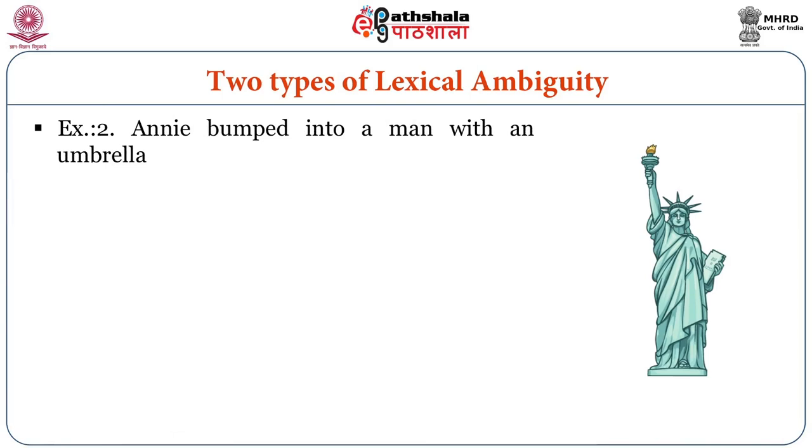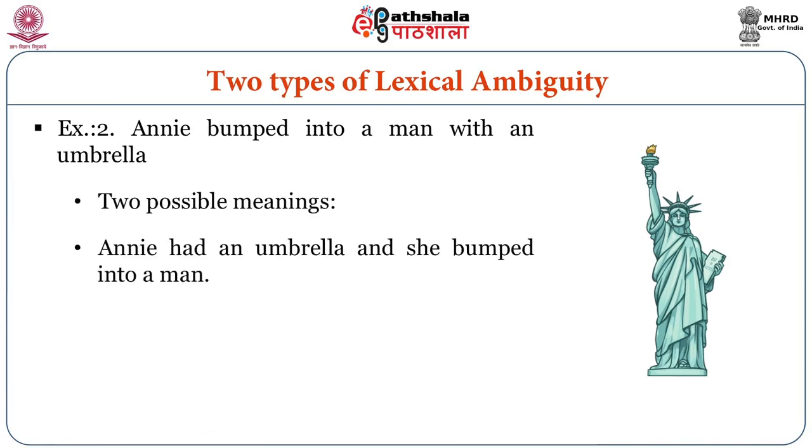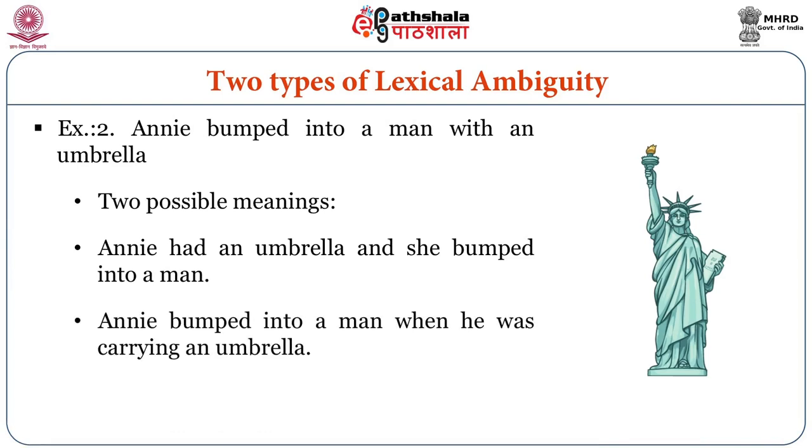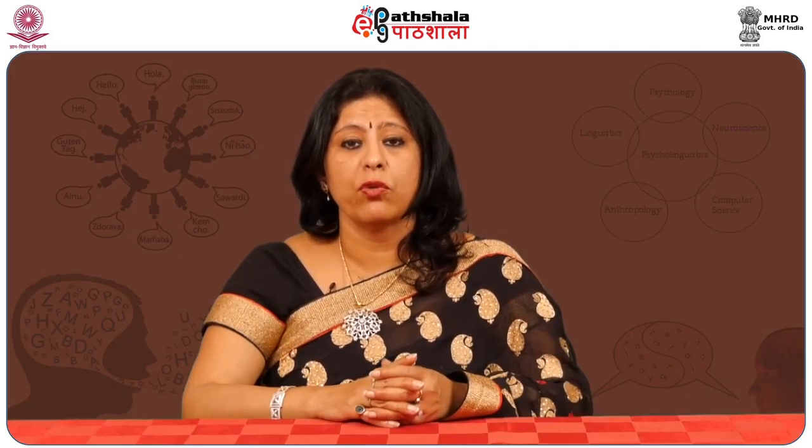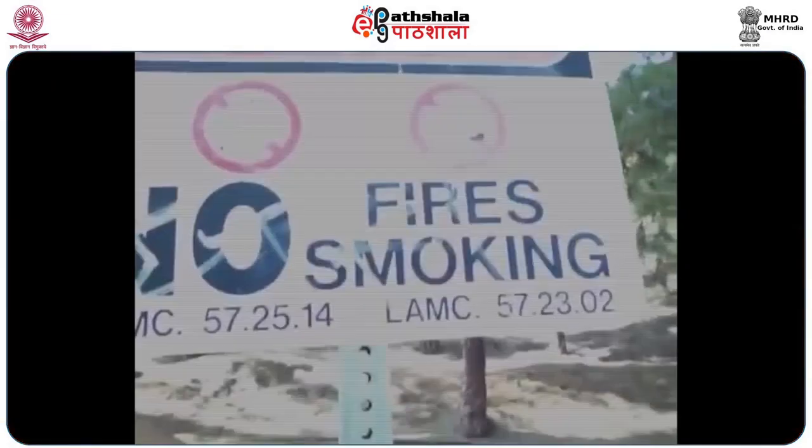Annie bumped into a man with an umbrella. Two possible meanings: Annie had an umbrella and she bumped into a man. Or, Annie bumped into a man when he was carrying an umbrella. Again, watch a short video, this tutorial clip on both lexical and syntactic ambiguity.